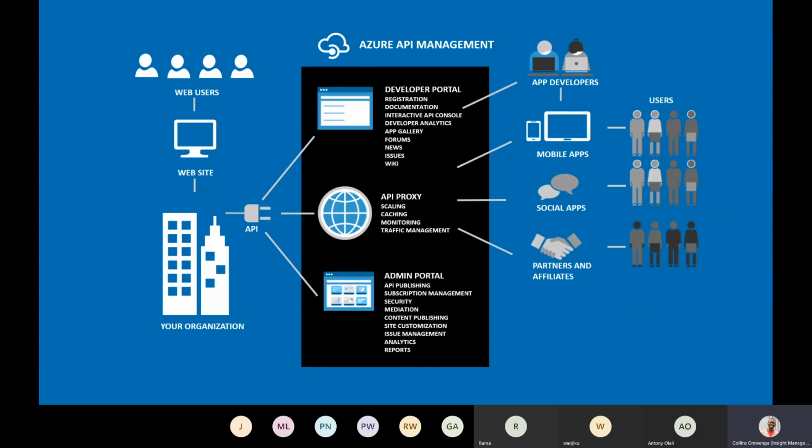If you've interacted with Swagger before, Azure API Management supports Swagger in terms of API documentation. Of course, it allows you to manage issues and provide some analytics and reports around how people are interacting with your API. When you come to the API proxy, you're looking at how you're going to handle your scaling, caching, monitoring, and traffic management.